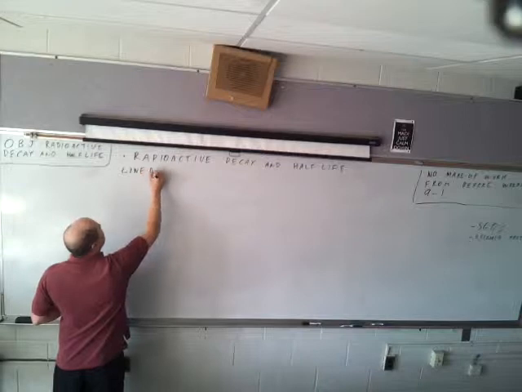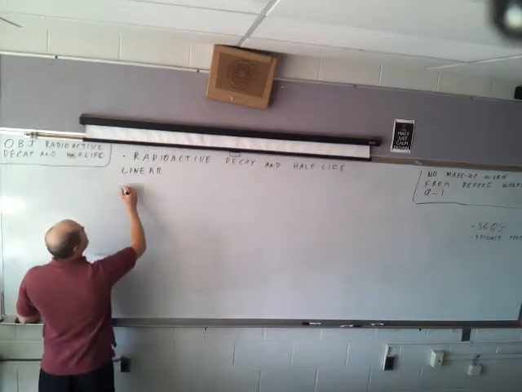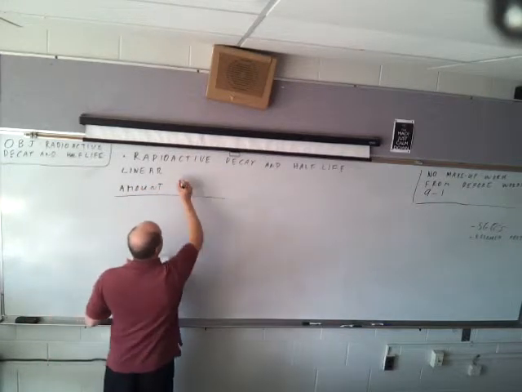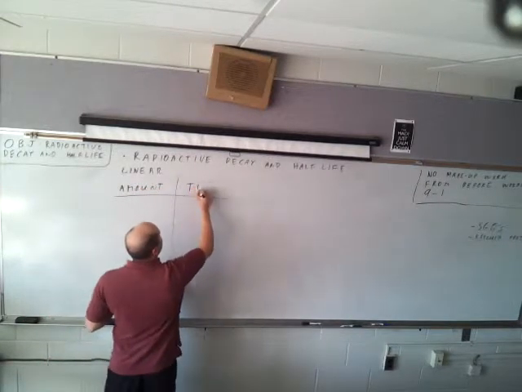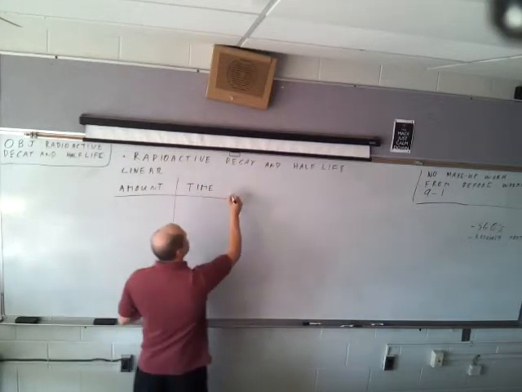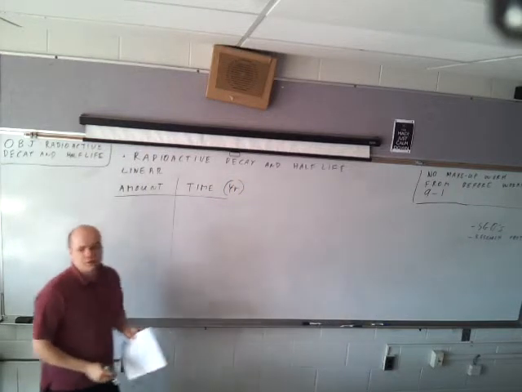So linear looks like this. We'll make a little table, amount and time. And it doesn't matter what our units for time are. We'll say they're years. It could be days, it could be seconds, whatever.